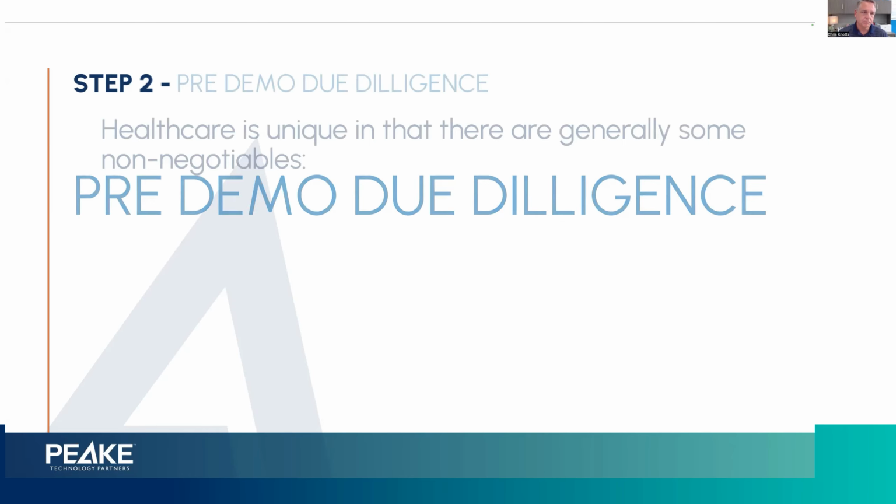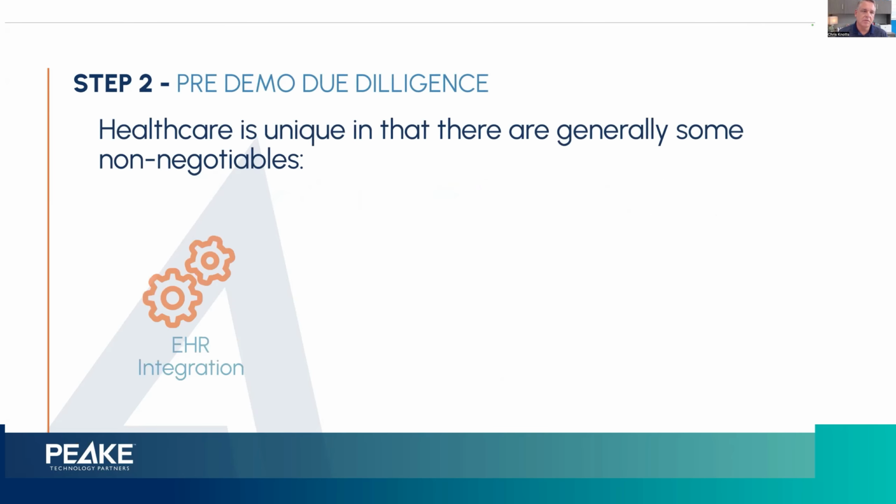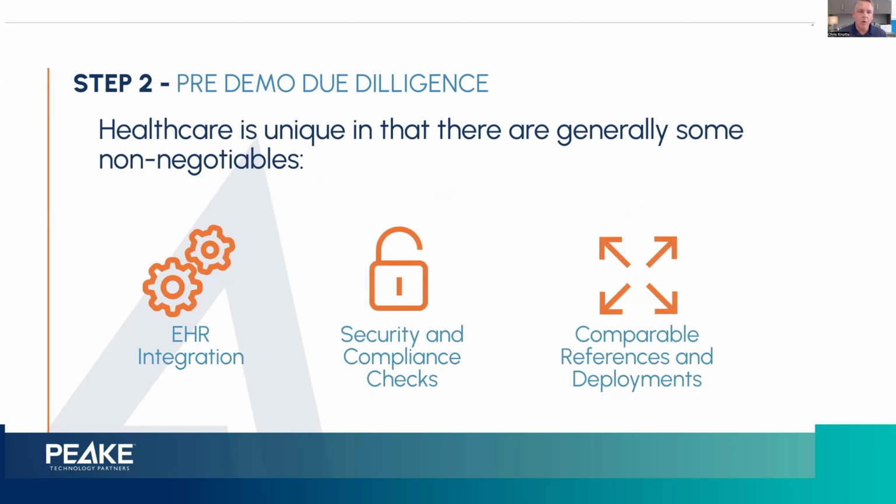the organization. So when we're in demo due diligence, we know that there are some unique things that really become non-negotiables. And this is part of the conversation with the AI product vendor. Do they already have EHR integrations? Do they have a strong answer around security and compliance? Do they have references of practices that are similar to yours or similar to size or similar deployments? These are questions that can be asked and answered before a demo ever occurs, and these really should be non-negotiables.